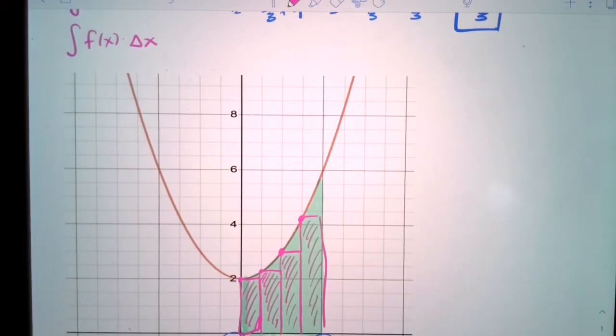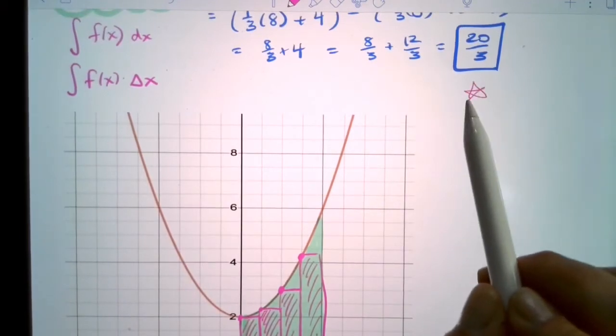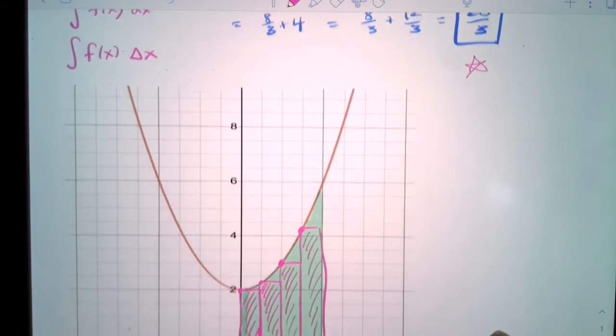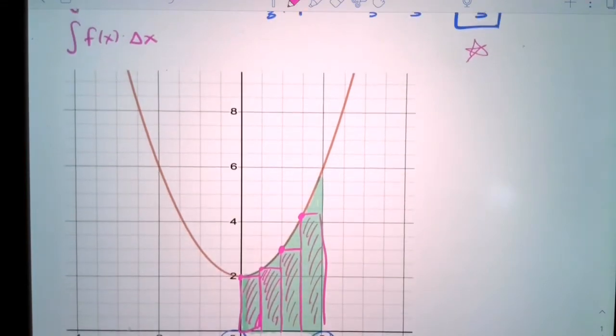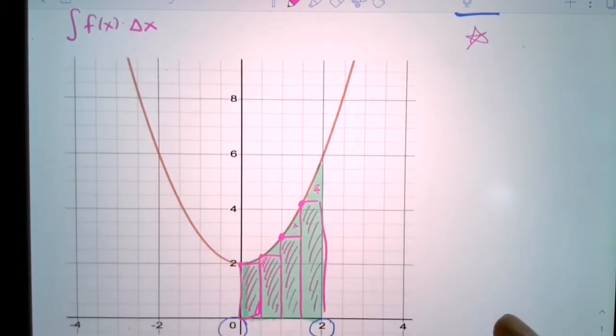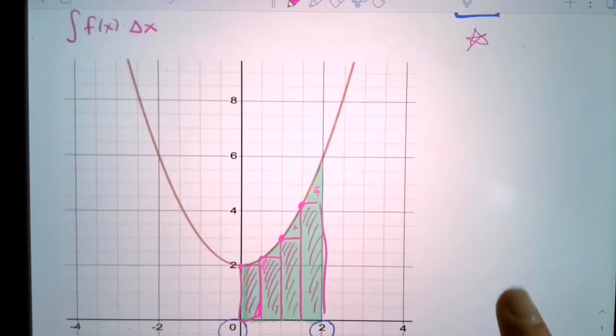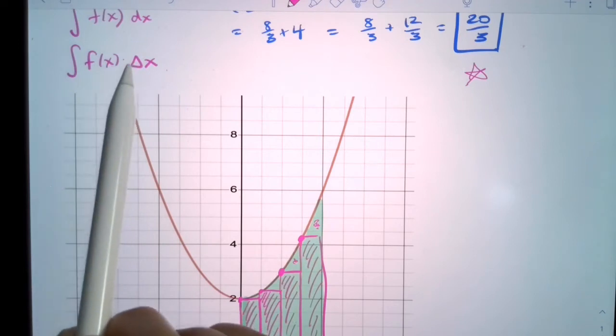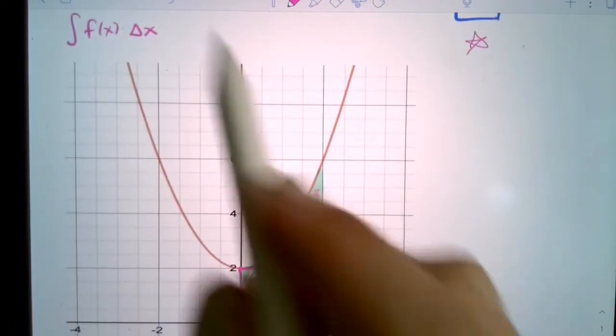Certainly adding up all of these areas of rectangles is not going to give you the perfect answer of 20 thirds, but you would get close. And the point is, instead of only using 4 rectangles, what if you use 10 rectangles? What if you used 1,000 rectangles? Then you would see all this dead space in here mitigate. And so you would get closer and closer to the actual area underneath this graph. So I'm going to extend this idea, from this integral of f of x dx. Where did that come from? That came from a Riemann sum.